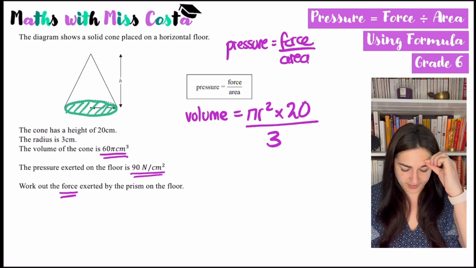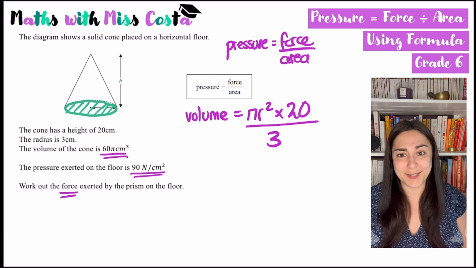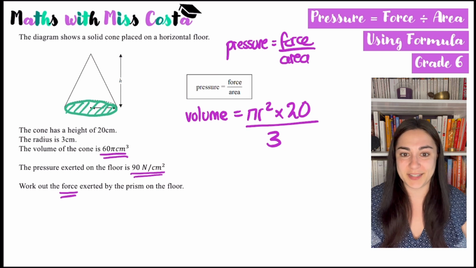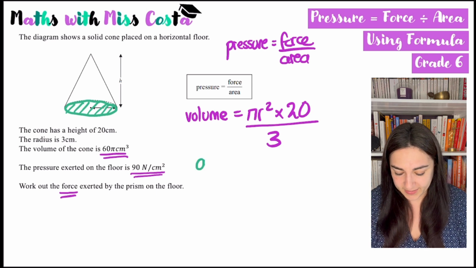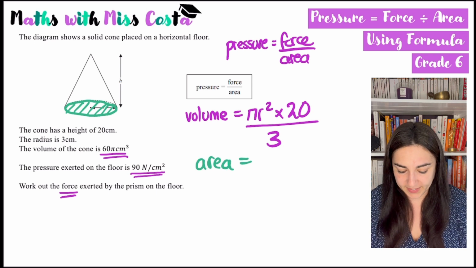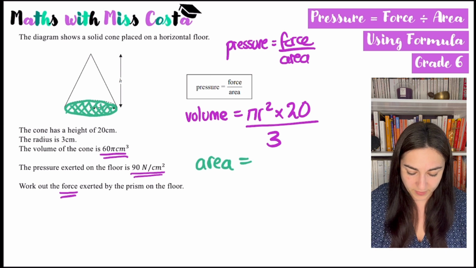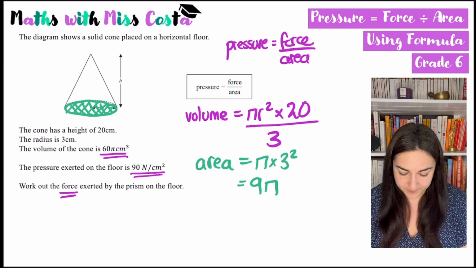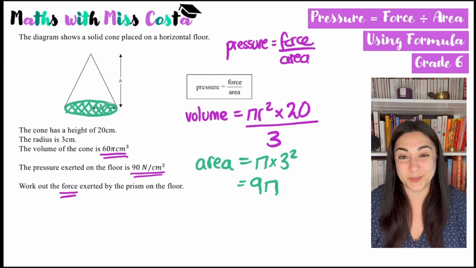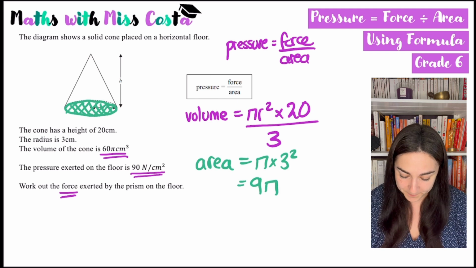And actually I think I've been given some superfluous information. So this is really annoying because some people are like, oh, I've been given this information, do I need to use it? Well, I know that the radius is 3. So what's the area of the circular part that comes into contact with the base going to be? It's going to be pi times 3 squared, which is 9 pi. And if this is a non-calculator question, we can just leave things in terms of pi.